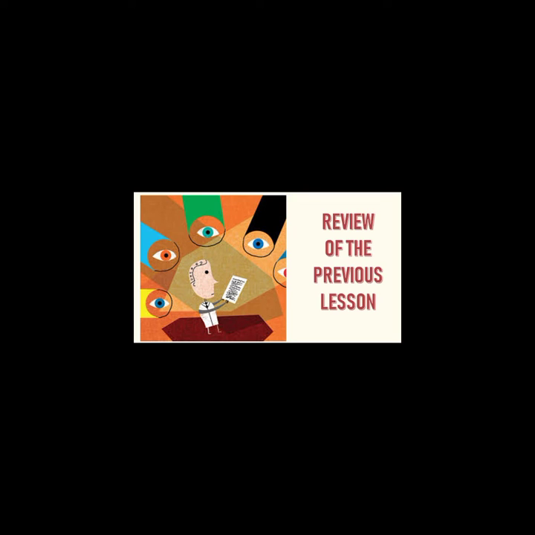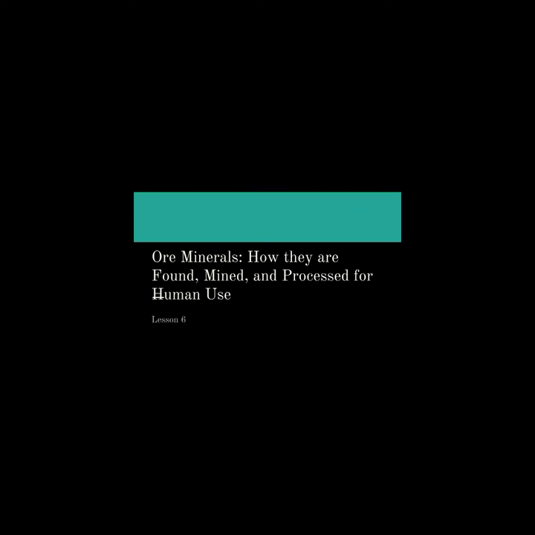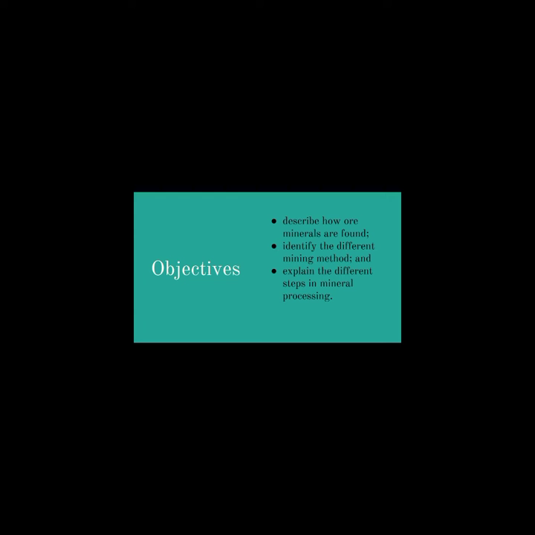All right. Thank you very much, Ken, for sharing to us what you have learned from our previous discussion. Now, let us proceed to our lesson proper. Our lesson proper will be about ore minerals, how they are found, mined, and processed for human use. We have three objectives for today's lesson. Number one, describe how ore minerals are found. Number two, identify the different mining methods. And number three, explain the three steps in mineral processing.